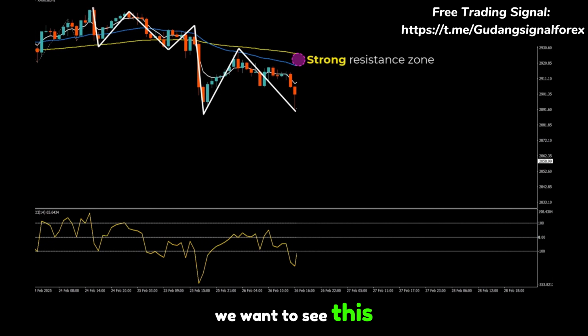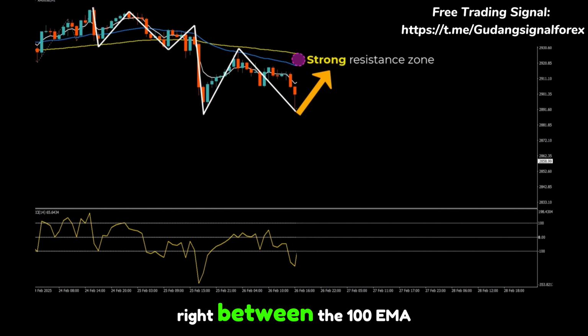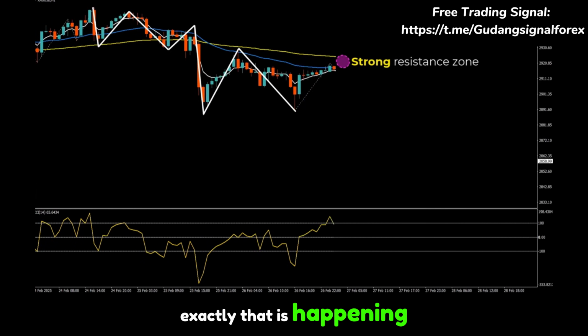We want to see this bearish market enter a phase of exhaustion, pushing prices back up into this resistance area, right between the 100 EMA and the 34 EMA. And look at this chart. Exactly that is happening. The prices climbed up into the resistance zone, signaling that this bearish trend is temporarily weakening. The market has been selling off for a while, and now we're seeing a pullback into this key resistance area.